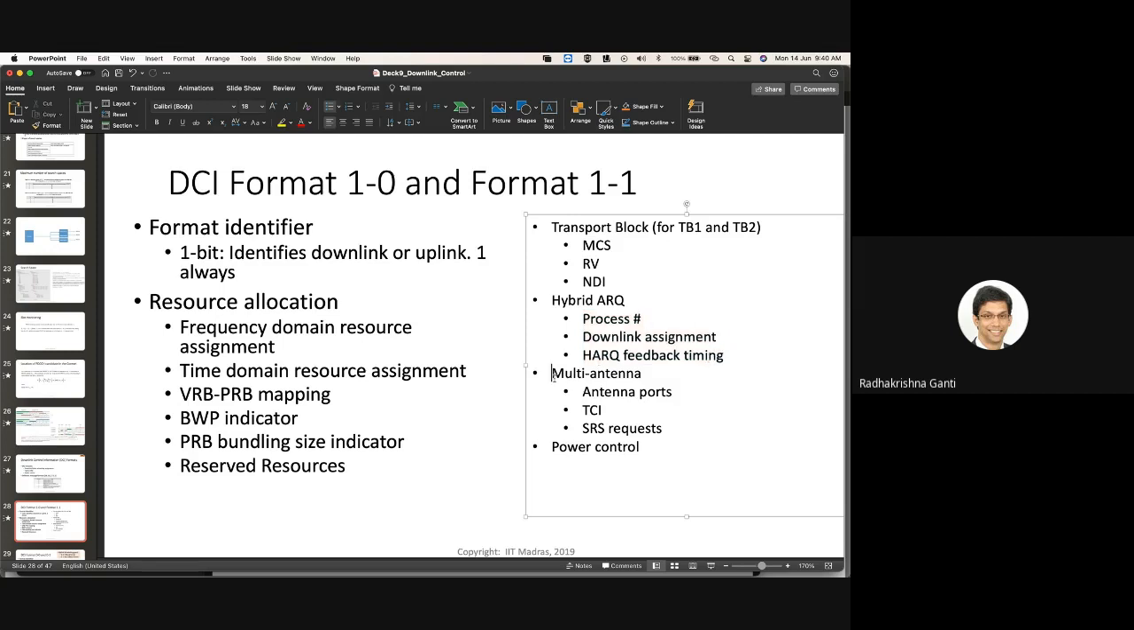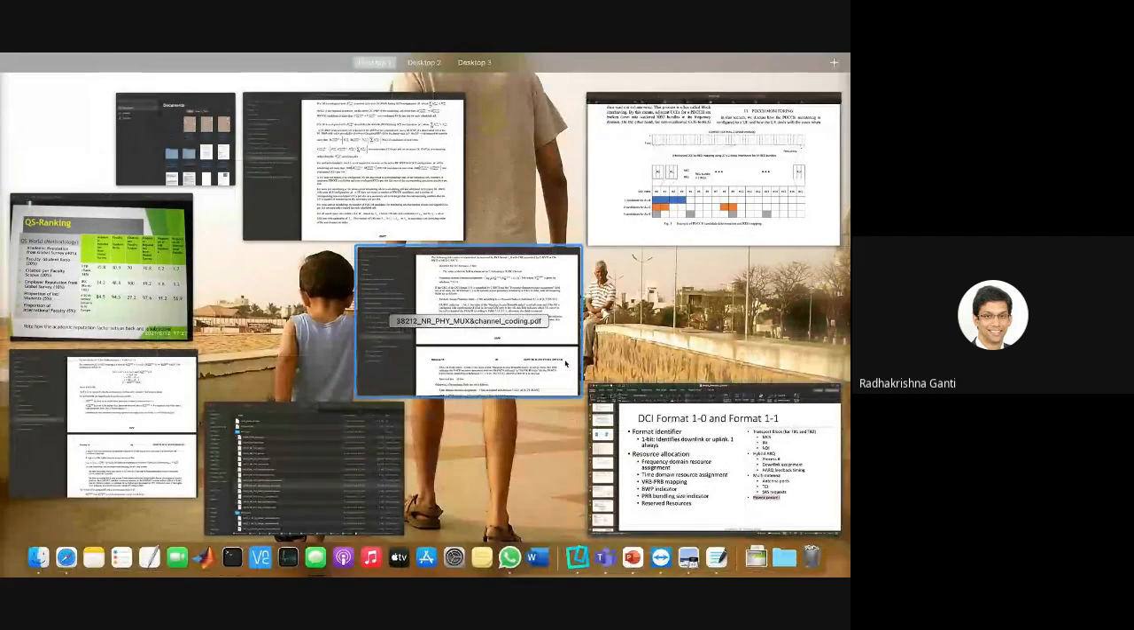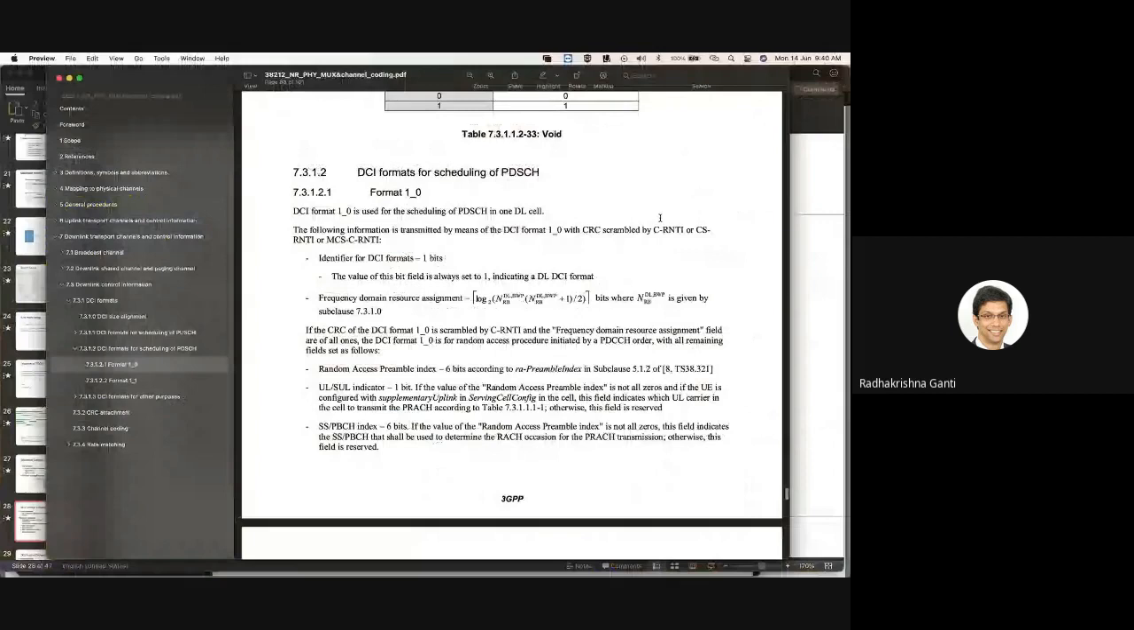If there are multiple antennas, it will tell you the antenna ports for which you are scheduled. It will tell you other things also. We'll look at this later. It also tells you information about your uplink, downlink, and uplink power control. Okay, so let's go through one format at least. Let's understand how it looks.